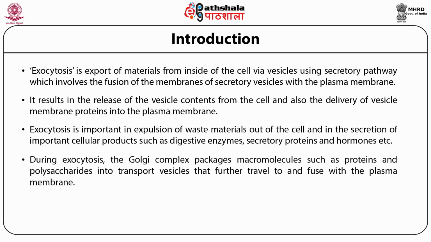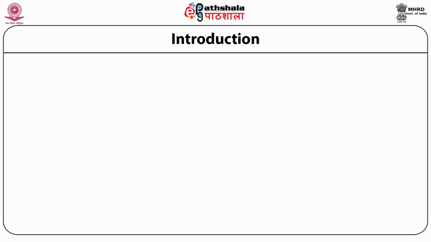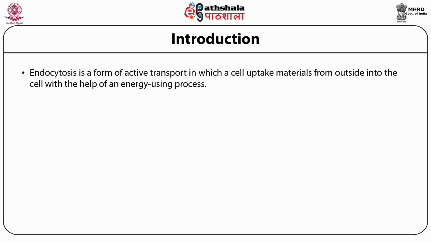During exocytosis, the Golgi complex packages macromolecules such as proteins and polysaccharides into transport vesicles that further travel to and fuse with the plasma membrane. This fusion causes the vesicle to secrete its content out of the cell. Endocytosis is a form of active transport in which a cell takes up materials from outside into the cell with the help of an energy-using process.